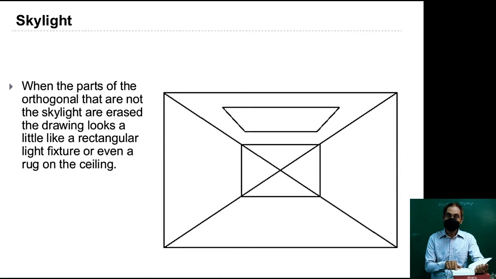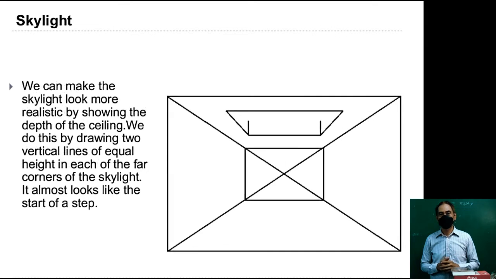When the parts of the orthogonals that are not the skylight are erased, the drawing looks a little like a rectangular light fixture, even a rug on the ceiling. We can make a skylight look more realistic by showing the depth of the ceiling. We do this by drawing two vertical lines of equal height in each of the far corners of the skylight.